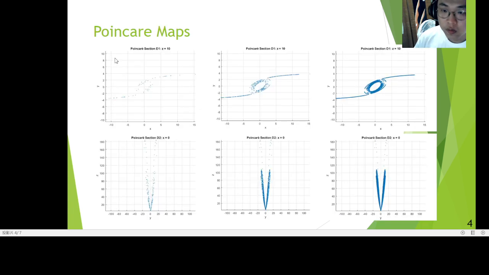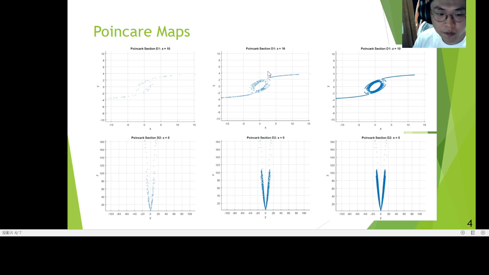And third, we're going to introduce Poincare maps. Here we have three kinds of T-span. One is 50, one is 500, and one is 5000. In this short time range, the system behaves in a more regular way. The points in the Poincare section are concentrated, showing stable and periodic behavior without chaotic features.